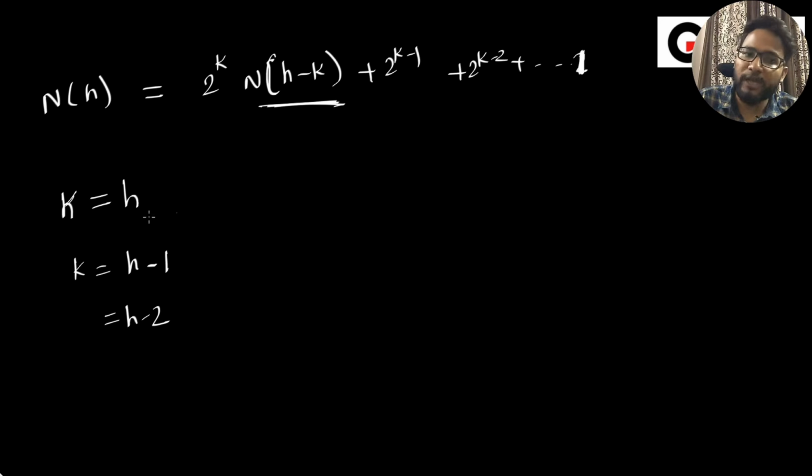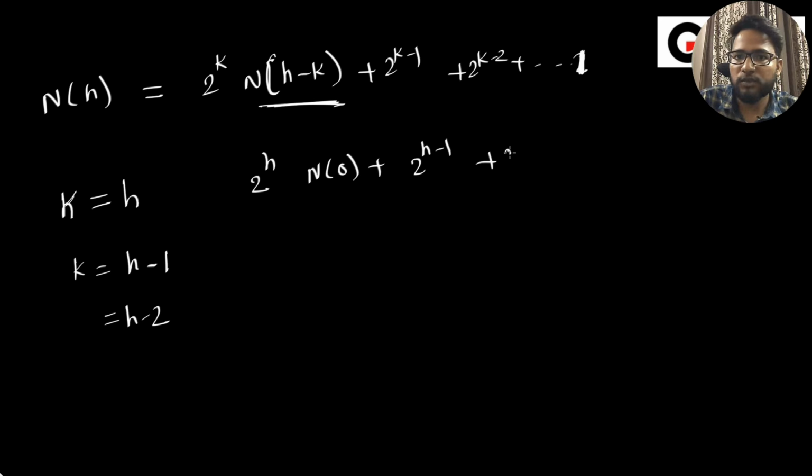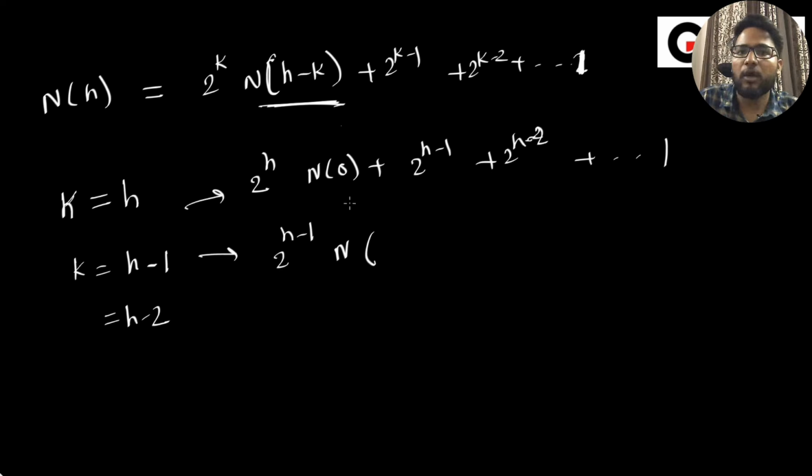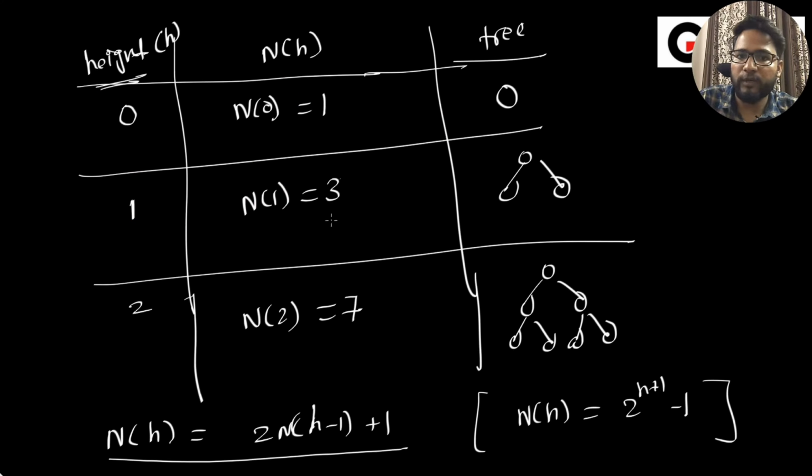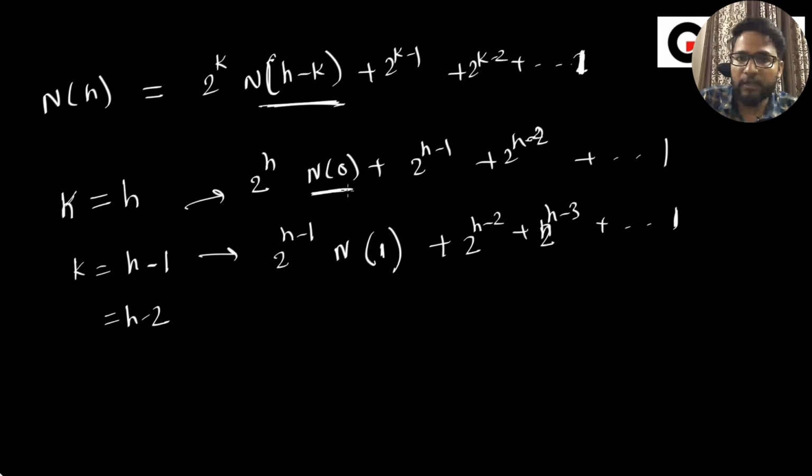Let me put k value h, then this will look like this: 2 power h into n_0 plus 2 power h minus 1 plus 2 power h minus 2, till 1, right? Suppose you put k value h minus 1, so you will say 2 power h minus 1 into n_1 plus 2 power h minus 2 plus 2 power h minus 3, till 1, right? Now these two are actually the same, because can you recall n_0? n_0 is 1, n_1 is 3, right? So here it is 1 and then 2 power h plus, like that, and here it is 3.